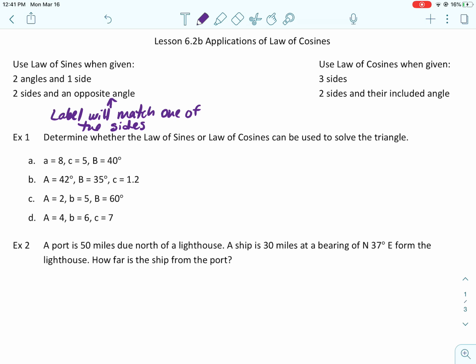Okay, and then for law of cosines, we're going to use law of cosines when we have three sides, or when we have two sides and their included angle. And the included angle label will not match either side.